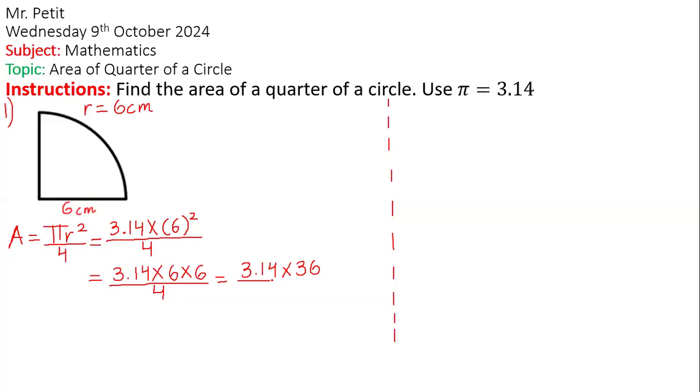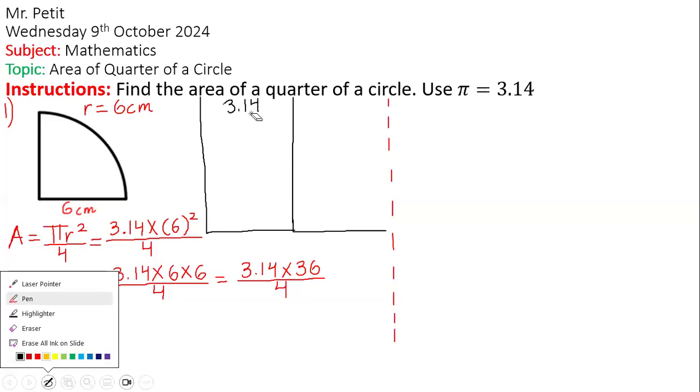Alex, where did we get the 36 from? Or you don't know? Where's Alex? Here. Where did we get the 36 from? From 6 times 6. Very good, because 6 squared is what?